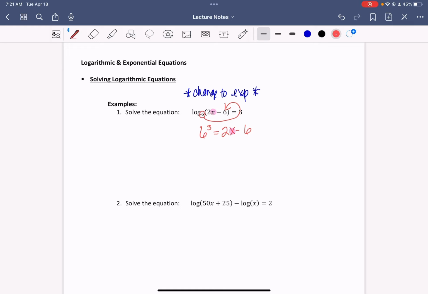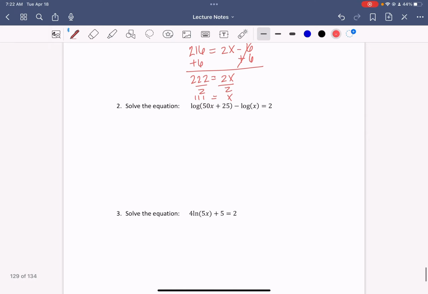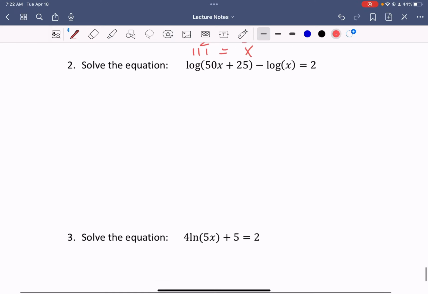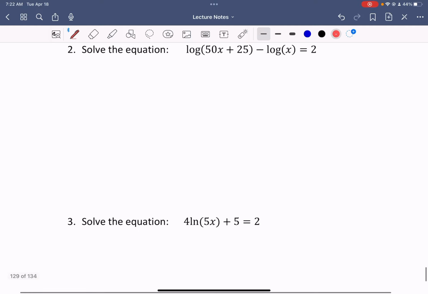So let's see, 6 cubed is 216. And so I'm going to add 6 to both sides. That gives me 222 equal to 2x. And divide by 2. So x is equal to 111.